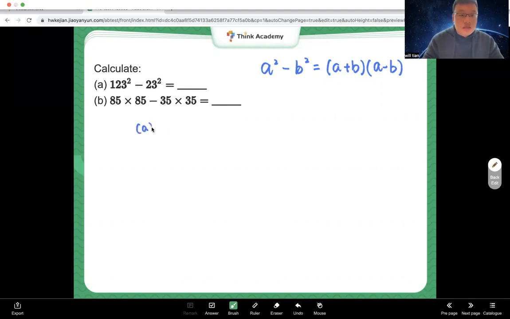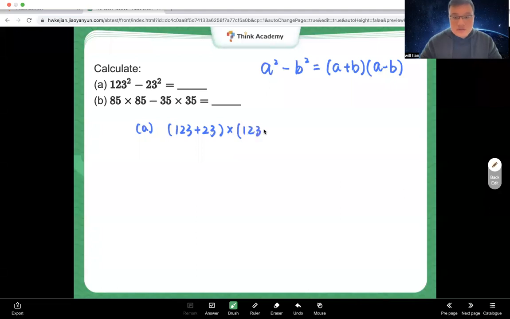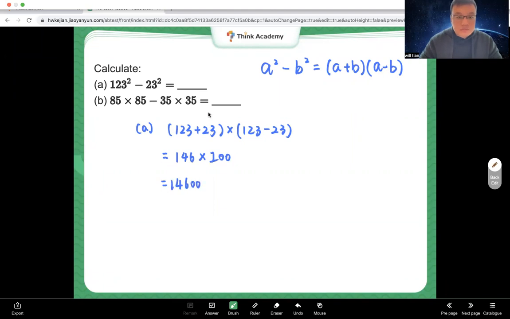So as for question A, you have 123 squared minus 23 squared. So we could do the sum of these two numbers, 123 plus 23, right? And then times it by the difference of that, which is 123 take away 23. That equals 146 times by 100. So the final answer will be 146 followed by 2 zeros. All right.